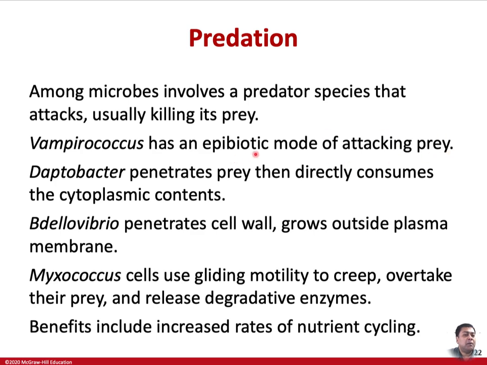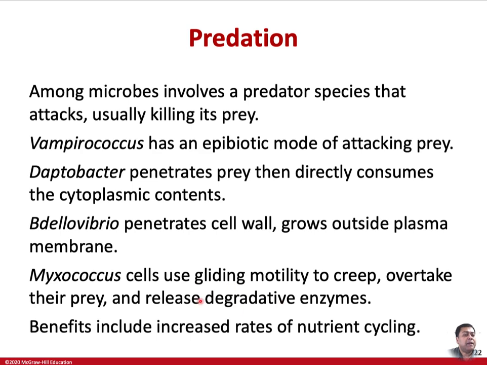So for example, this Daptobacter penetrates the prey and directly consumes the cytoplasmic content, whereas this Bdellovibrio penetrates the cell wall and grows outside the plasma membrane. This is essentially in the area which is the periplasmic space. Then there is Myxococcus. This uses gliding motility to creep, overtake their prey, and release degradative enzymes.